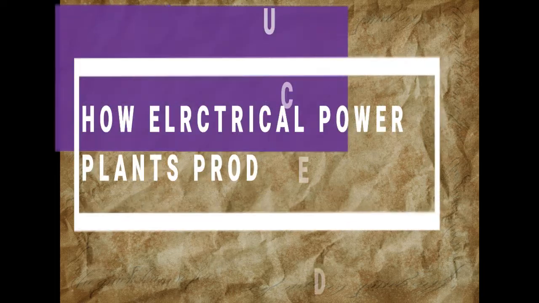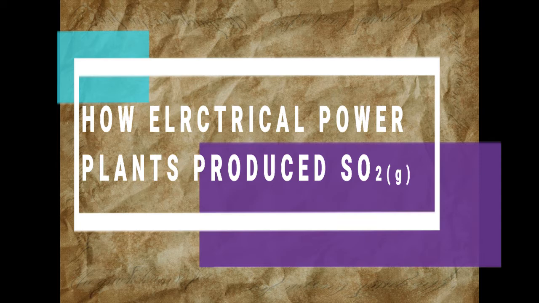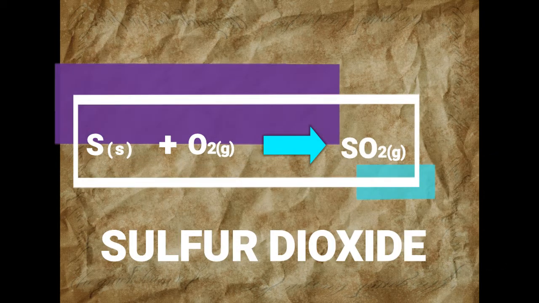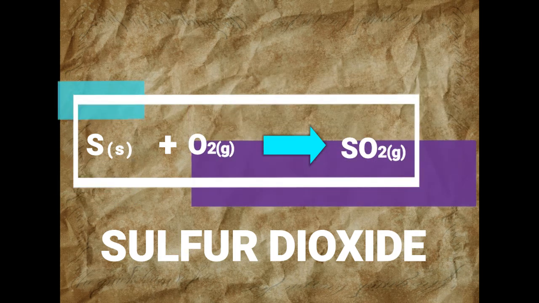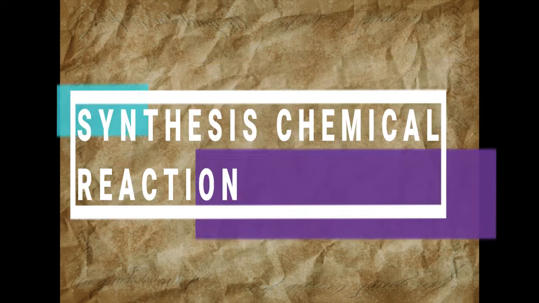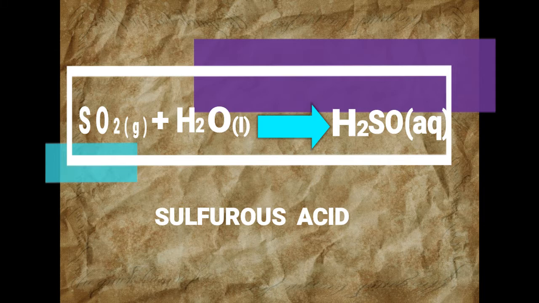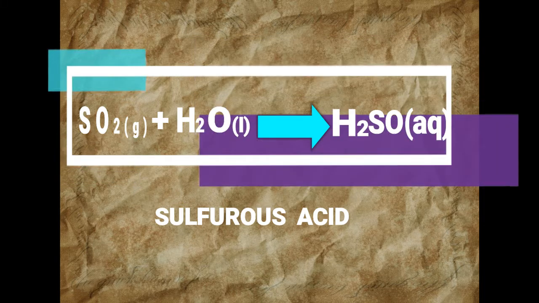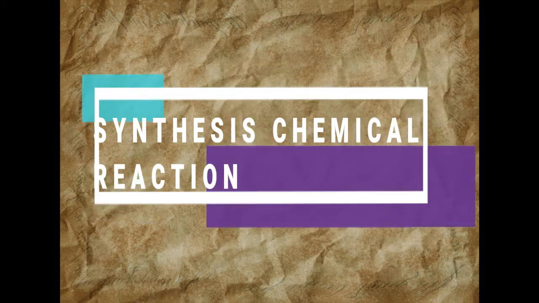This one is how electrical power stations that burn coal produce sulfur dioxide. Sulfur combines with oxygen gas, and it produces sulfur dioxide gas. This is a synthesis chemical type of reaction. When sulfur dioxide gas combines with water, it produces sulfurous acid. This is a synthesis chemical type of reaction.